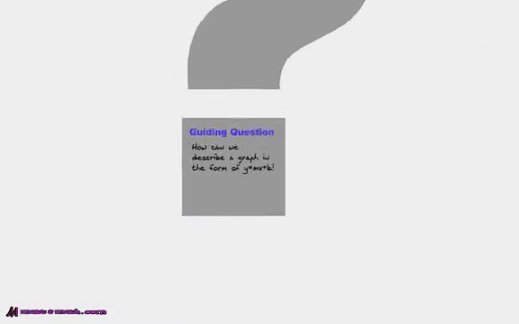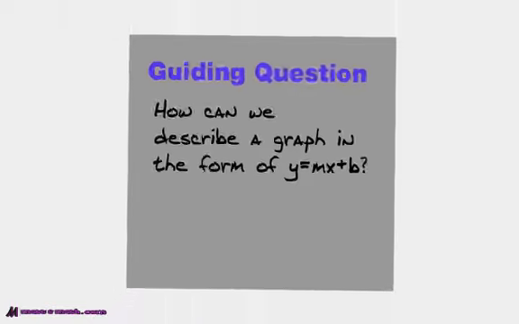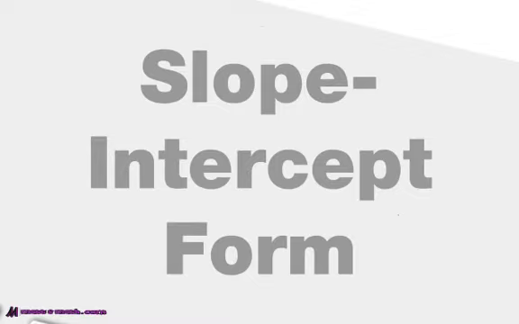Okay. Well, that's pretty much it. Can you describe a graph in the form of y equals mx plus b? Tell me what m is. Tell me what b is. I think you can. All right, and that's pretty much it as we talk about slope-intercept form.